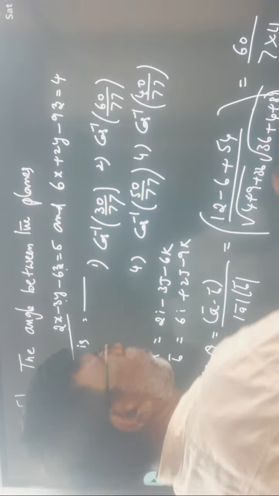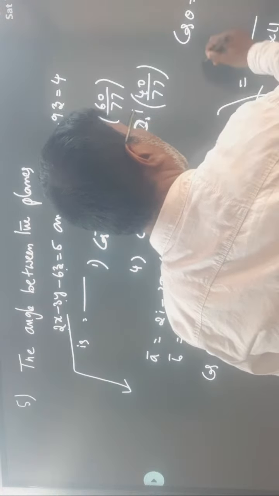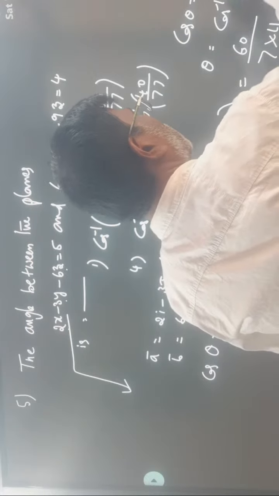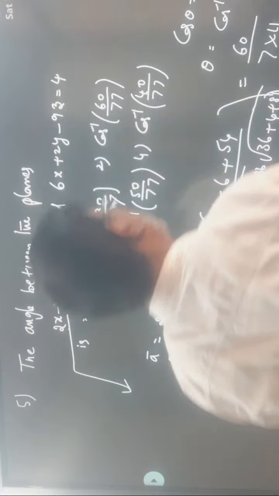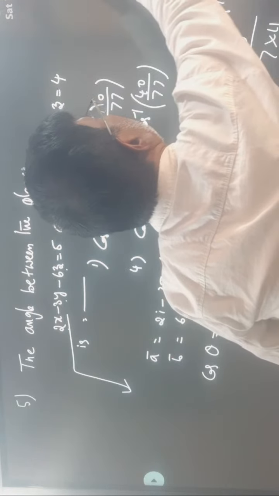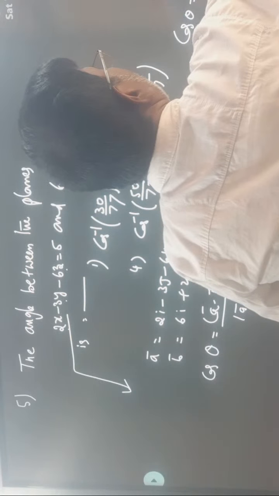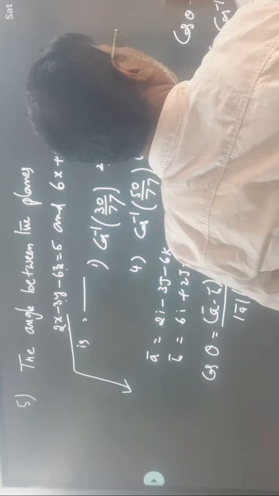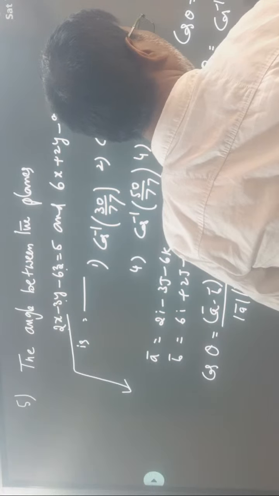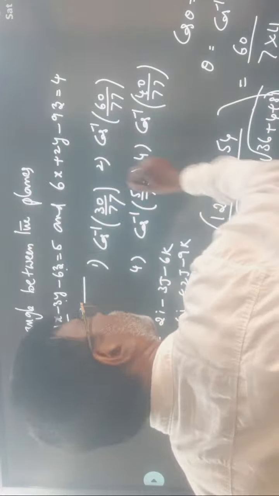So cos theta equals 60 by 77. Theta equals cos inverse of 60 by 77. That is very important. So that is cos inverse 60 by 77, which is the correct option, the second option.